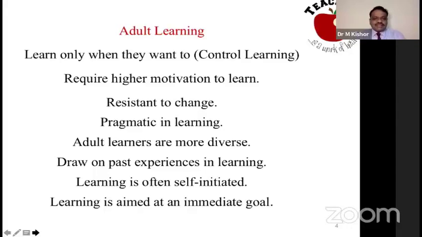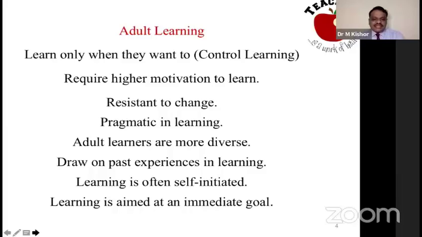Adult learning means that adults learn only when they want to. That is, they control learning. It's different from what we see in children. Adults require higher motivation to learn. They would like to see what they gain from this learning. Will it help in practice? Will it help me as an individual? And very important, they are very resistant to change. They have set ideas. It requires a lot of time and effort for them to make a change.